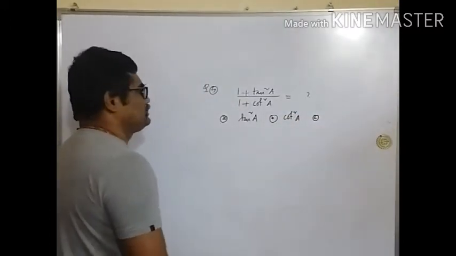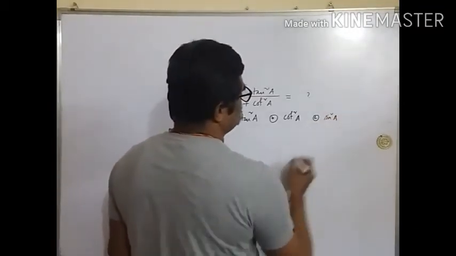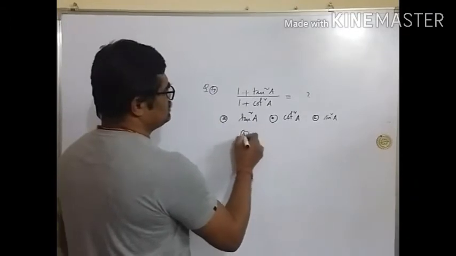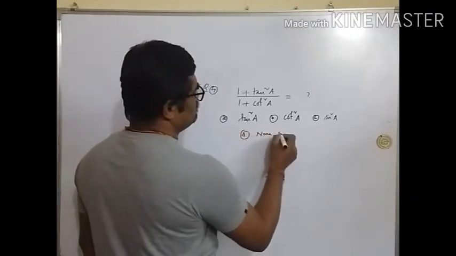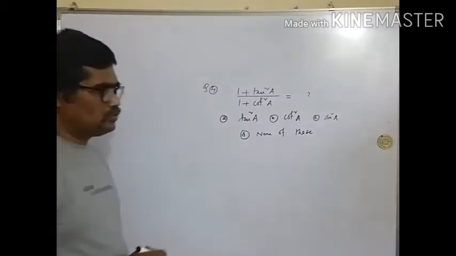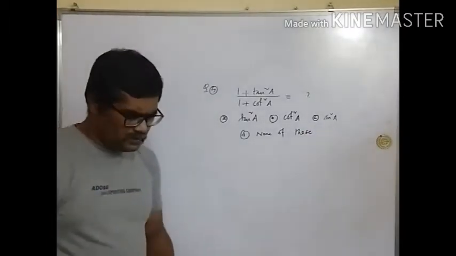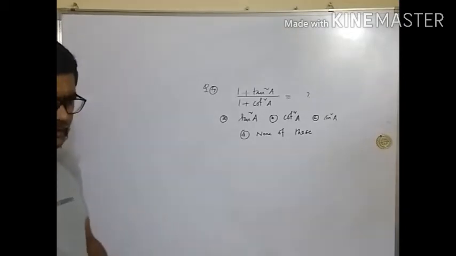right, then sin square a, and none of these. Which may be the answer? Which may be the answer? Pause the video and just try to do it. I'll be doing the answer, that's not an issue, but you try to do it first.